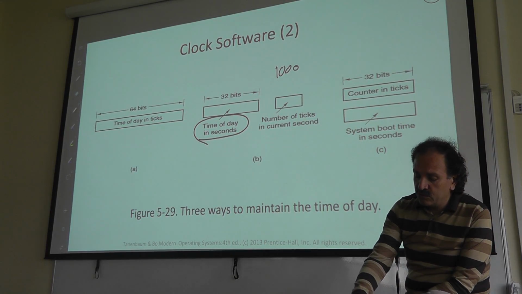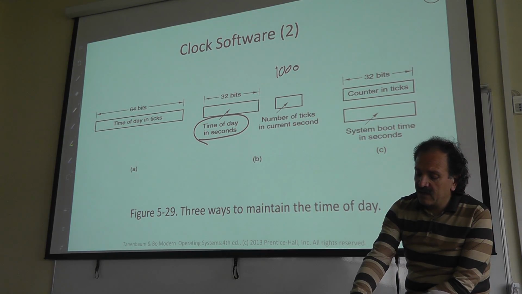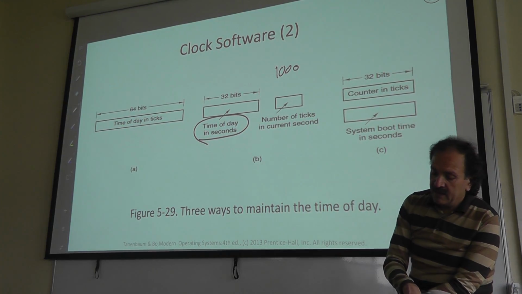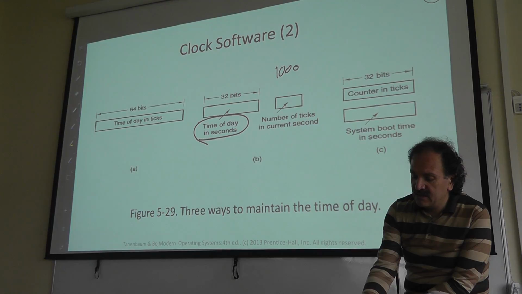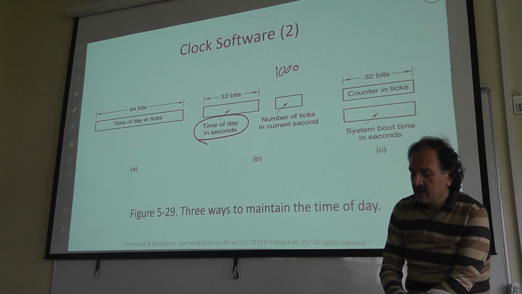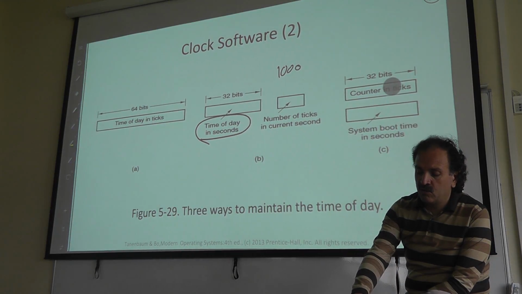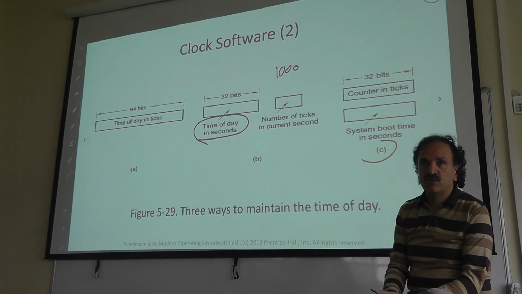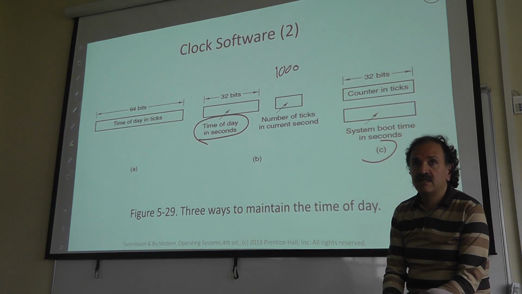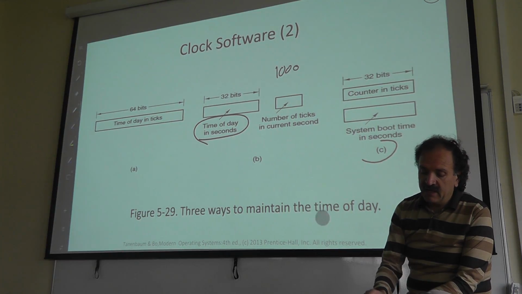Another solution is to keep two 32-bit integers. One counts the ticks, and the other one counts the system boot time in seconds. So this is the system boot time, and this is the counter of the ticks after the boot time. If you are not using your computer for 2 years without rebooting, this solution might work. So these are the three solutions used for keeping the time of the day within your computer.